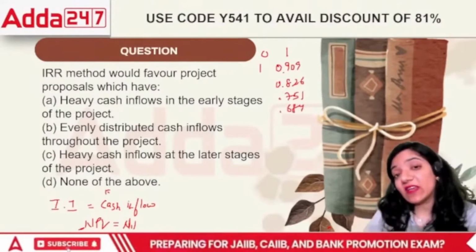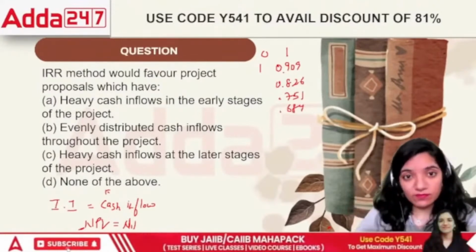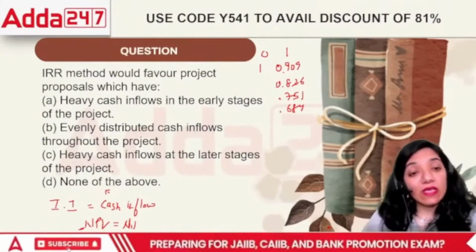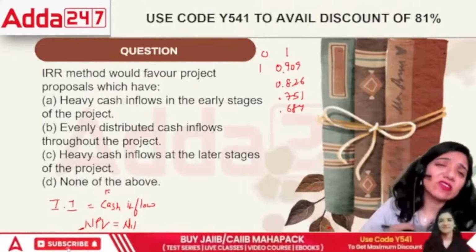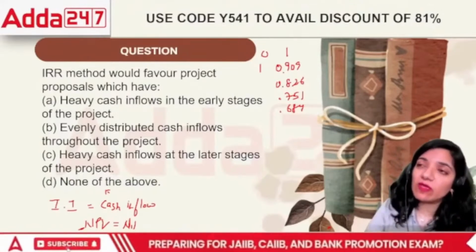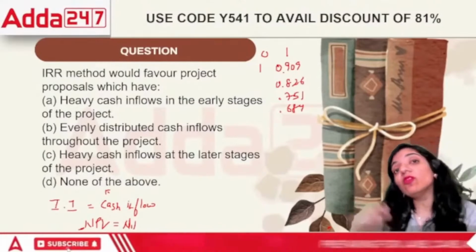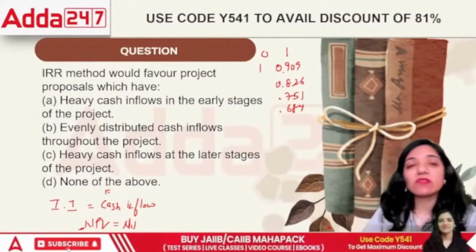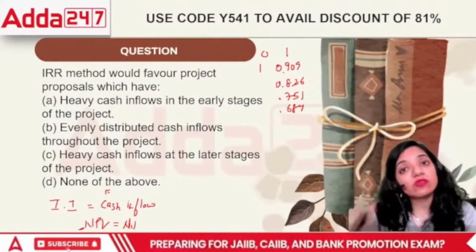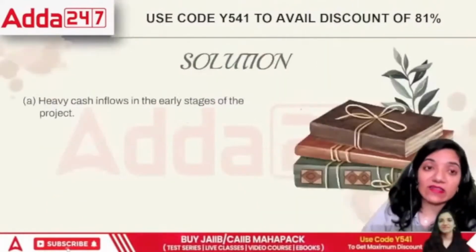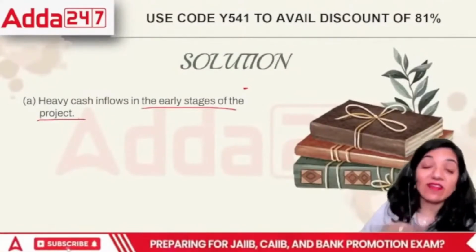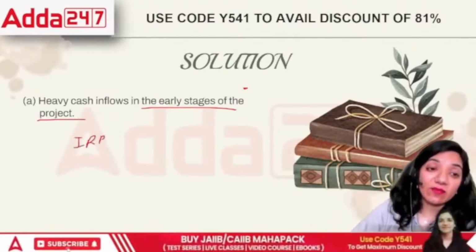If the amount is heavier in the beginning, it's good, right? If it is evenly distributed, then the value becomes normal. If the heavy cash flows are at the later stages, the PV factor is also declining. Even if you have a higher amount, it is multiplied by a lower number, so ultimately that will give a normal number. But if both are higher, that means the first term is higher as well as the PV factor is higher, ultimately the answer will also be higher, because in multiplication, two higher terms will give another higher term. In this case, the correct answer would be A. Heavy cash inflows in the early stages of the project. This is the case where the IRR will be high.